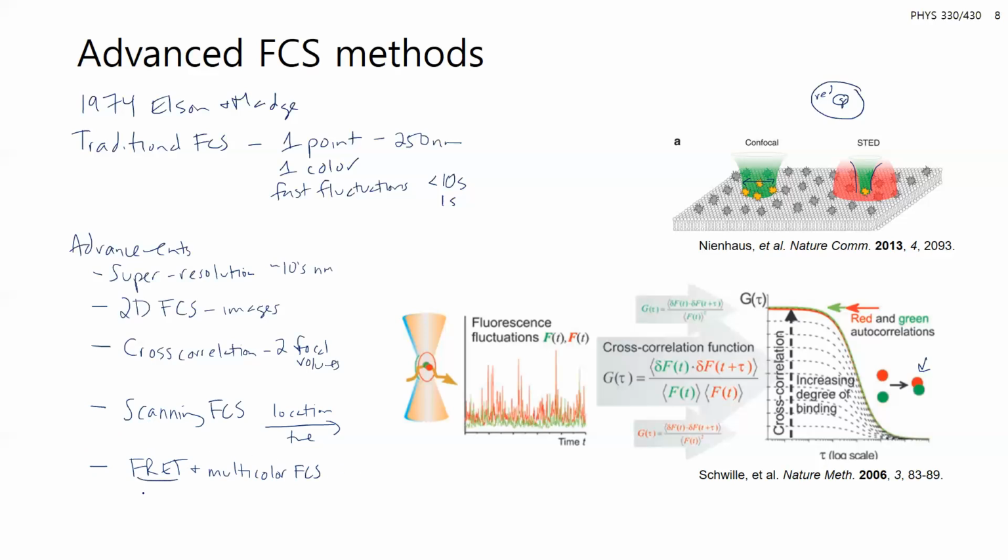So you can look at the conformation with that donor acceptor ratio. If you remember, the efficiency is the intensity of the acceptor over the intensity of the donor plus the acceptor. It will tell you about the distance between those two. So you can look at the conformation in addition to the diffusion. So there are many, many different variations on FCS.